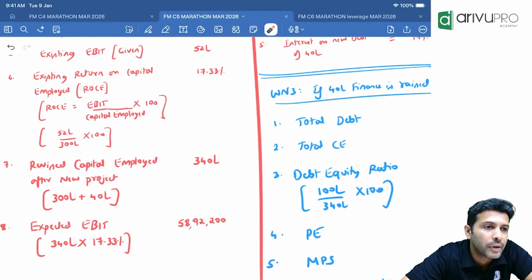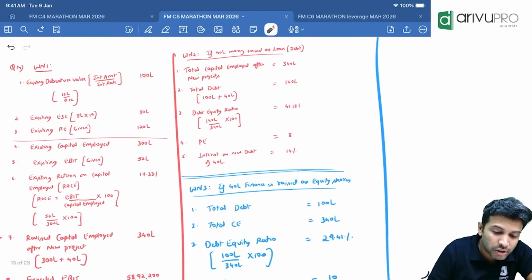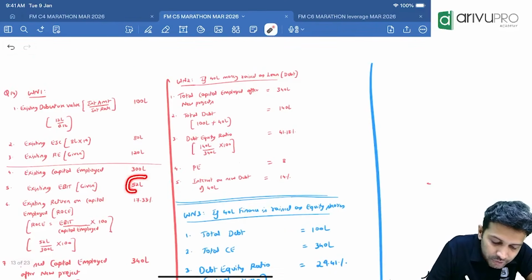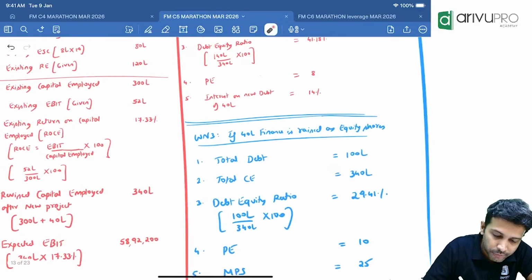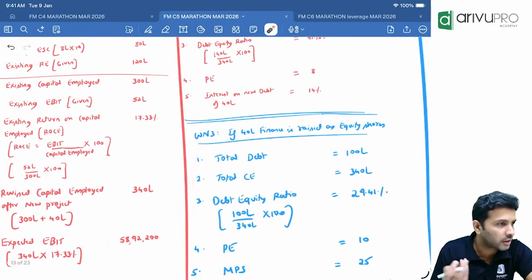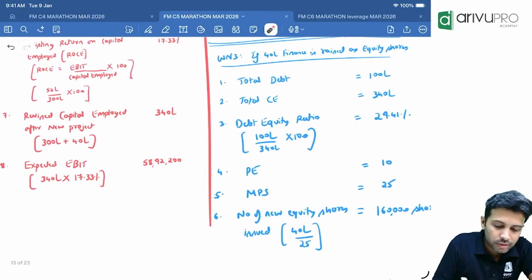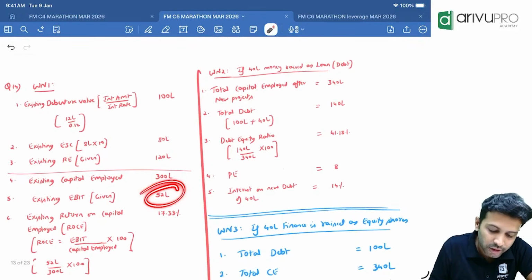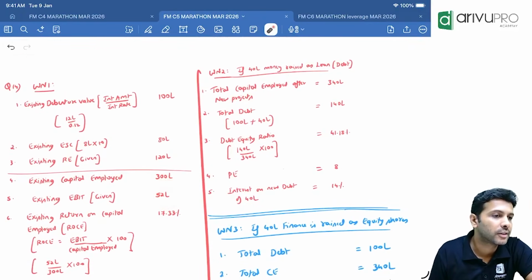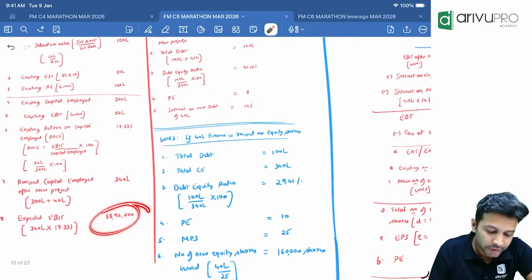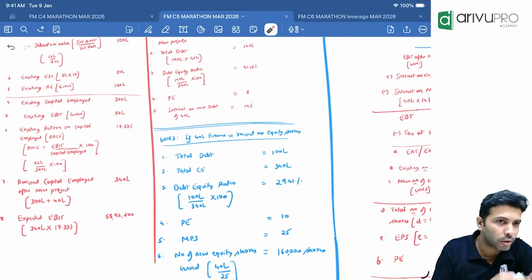Easy, people? Yes. Previously, how much was my EBIT before the new project? 52 lakh. Now from 52, it has become 58. That extra amount we have got from the new project. If you want, you can also calculate that. How much is the new project amount? 40 lakh. Do 17.33% of 40 lakh, you will get some amount, 6 lakh and 3. To that you add existing EBIT 52 lakh. 58 lakh 92,200. Like that also you can work it out. Your call how you want to work it out, one way or the other.